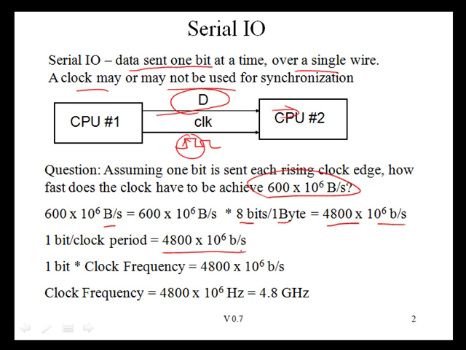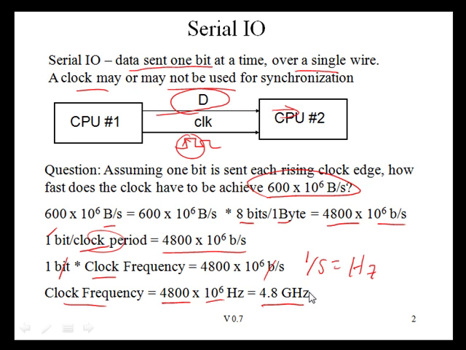We know that there's 8 bits per 1 byte, so this is actually 4,800 million bits per second. So this is our bandwidth. We know that bandwidth is equal to how many bits is sent in how much time. So we have 1 bit sent each clock period. If we take 1 over the clock period, this transforms to the clock frequency. Now what we can do is this bit unit cancels out that bit. We're left with 1 over seconds, which is actually equal to hertz, and so our clock frequency ends up being 4,800 times 10 to the 6 hertz, which is going to be 4.8 gigahertz.